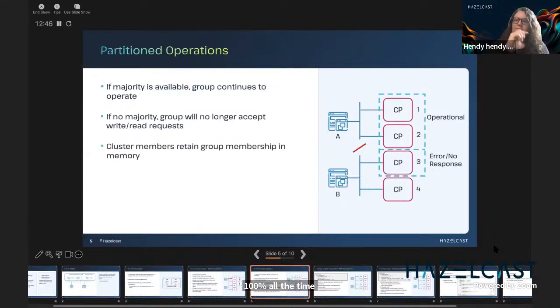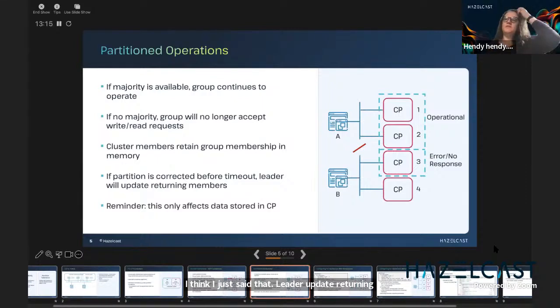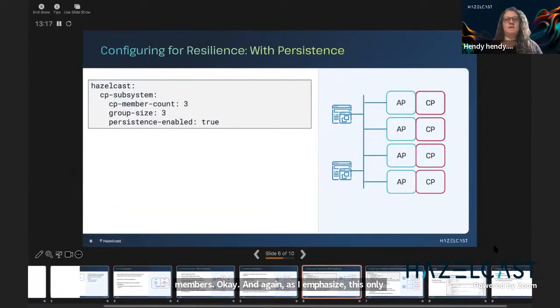Okay. Now, the cluster members do retain their group membership in memory. So if this partition gets healed, cluster member 3 will come back online and say, hey, group, I'm back. The leader of the group will update cluster member 3 and operations go back to normal. Leader will update returning members. And again, as I emphasize, this only affects the data stored in the CP subsystem. AP will continue to operate.